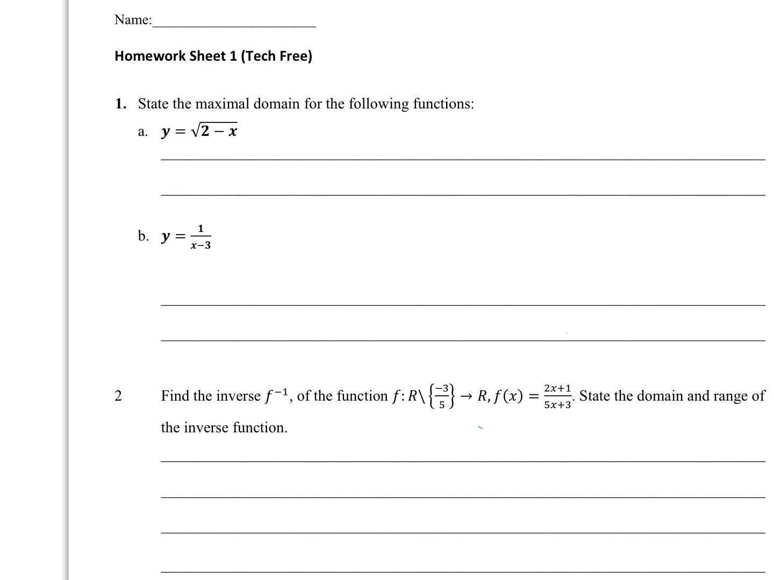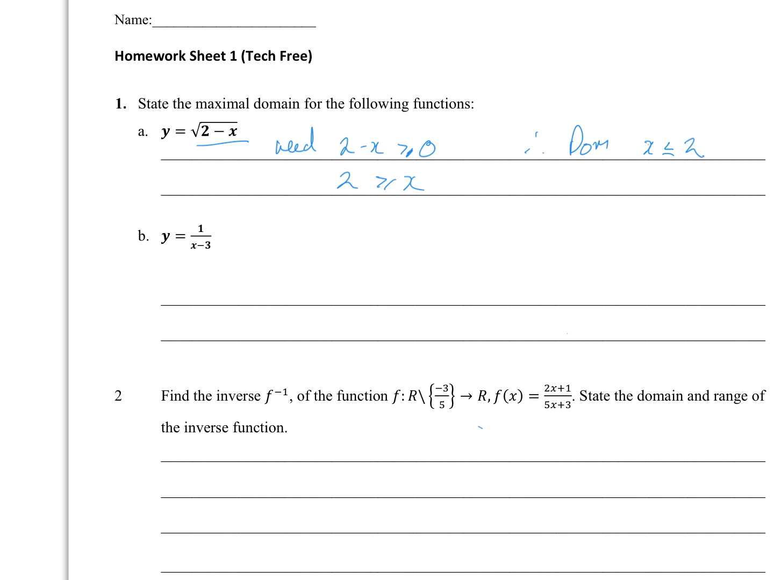Okay, so maximal domain means I try to determine what x values will make the function exist. So for a square root function, I need 2 minus x to be greater than or equal to 0, which means 2 is greater than or equal to x. So as long as x is less than or equal to 2, we're okay.